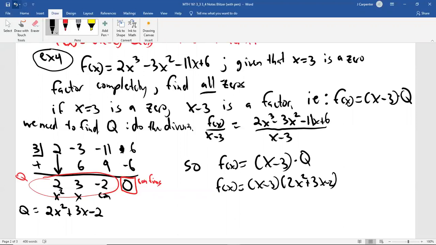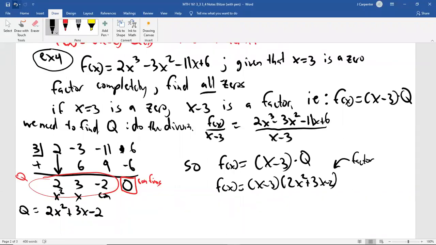But we're not done. The point of this was to find all zeros, to factor it completely. This is not factored completely. This quotient is quadratic, so we should hopefully be able to factor it. So, well, let's focus on that. The 2x squared plus 3x minus 2. Now we got a factor. And if it doesn't factor, then we'd have to do the quadratic formula on it.